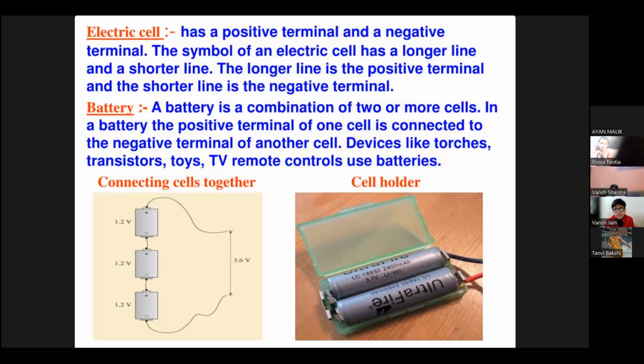If you have any smaller box at your home, you can make your own cell holder with it. Here are three cells: positive, negative, positive, negative. I think it's clear that you have to connect positive with negative and then negative with positive. So this is electric cell and battery we had done.